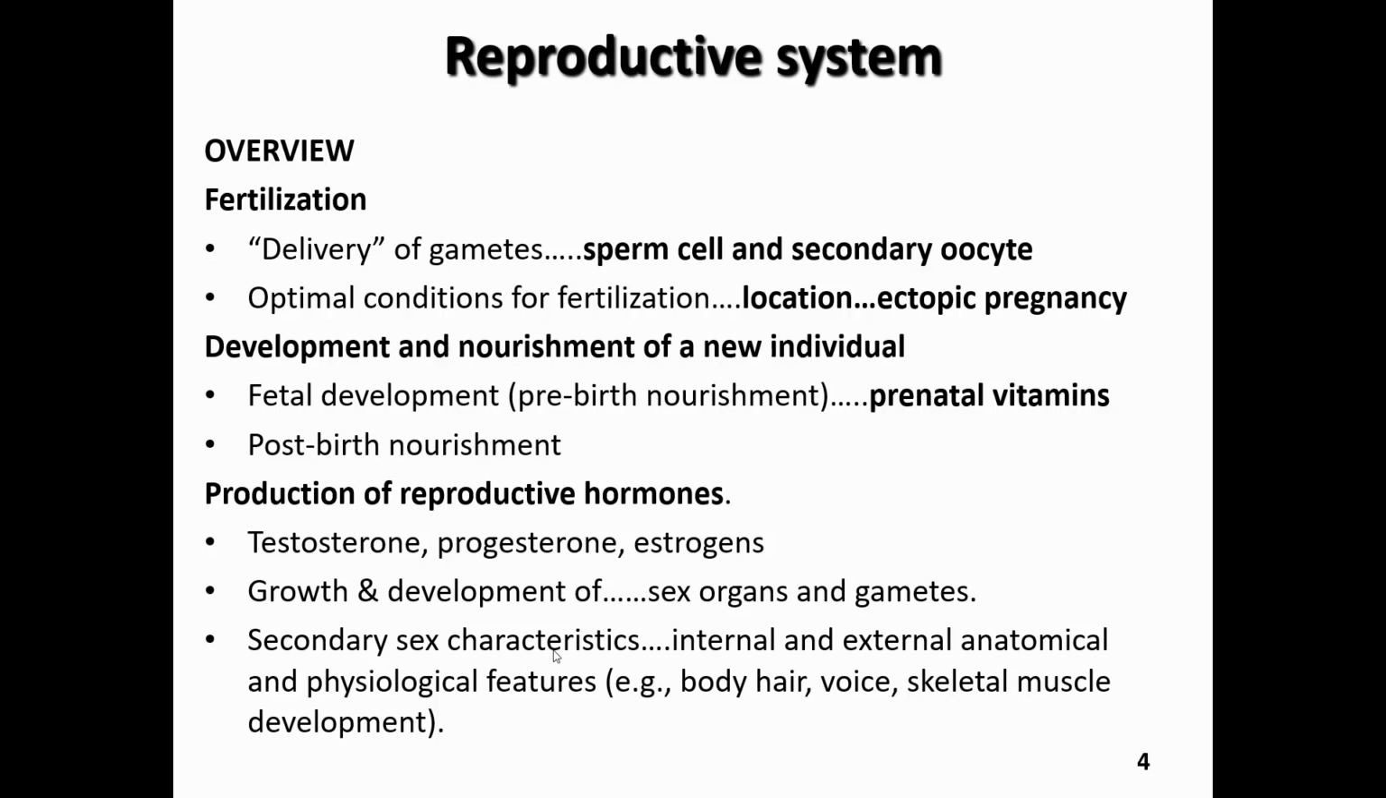These secondary sex characteristics refer to physical and physiological changes and development in both the male and female other than the primary and accessory reproductive organs. This includes such characteristics as growth of body hair, deepening of the voice, skeletal muscle development. These are just some examples of what are called secondary sex characteristics.